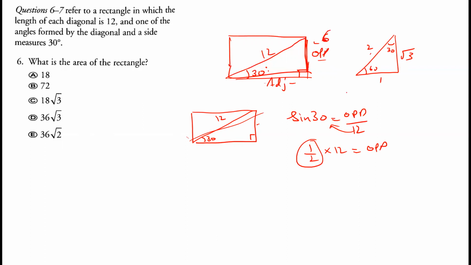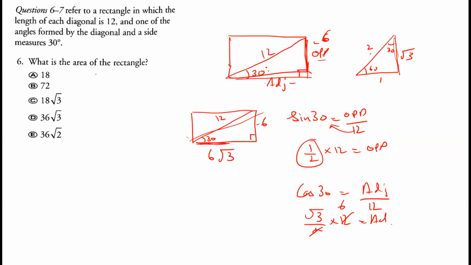Now we want to find the adjacent side. So cos 30 equals adjacent upon hypotenuse, that is 12. Cos 30 is under root 3 over 2, multiplied by 12 equals the adjacent. So that's your 6 under root 3. So this is your 6 and this is 6 under root 3. What will be your area? 6 into 6 under root 3, that is 36 under root 3, or option D.